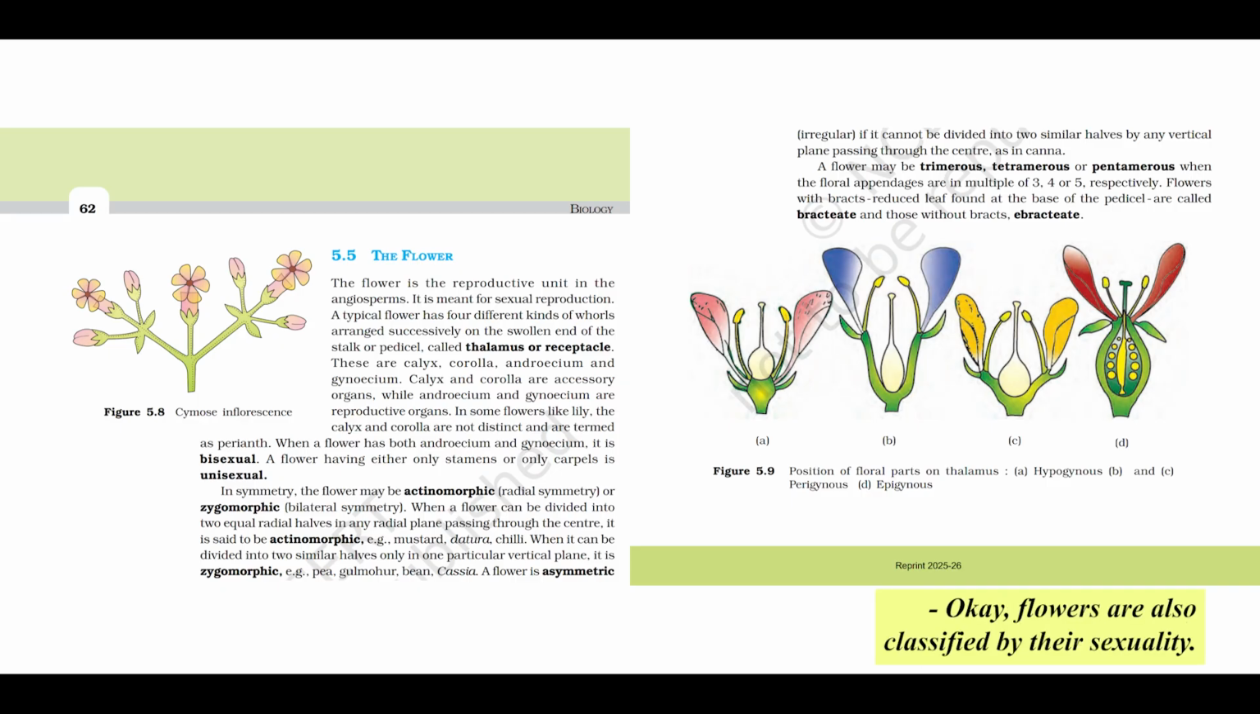Okay. Flowers are also classified by their sexuality. If a flower possesses both the androecium, male part, and the gynoecium, female part, in the same flower, it is referred to as bisexual.